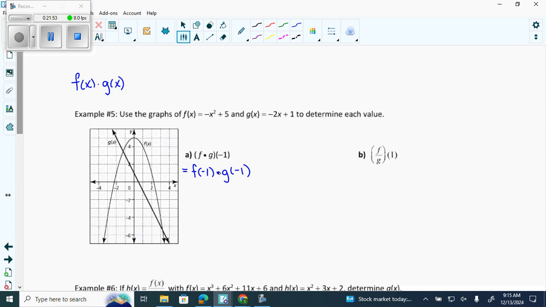Yeah? All right. So f of negative 1, I go to negative 1, I follow it up to f, and I get 4. Times g of negative 1, I go to negative 1, I follow it up to g, and I get 3.